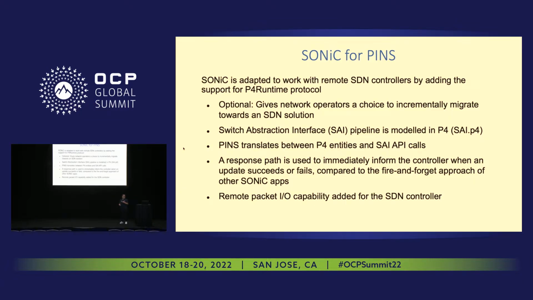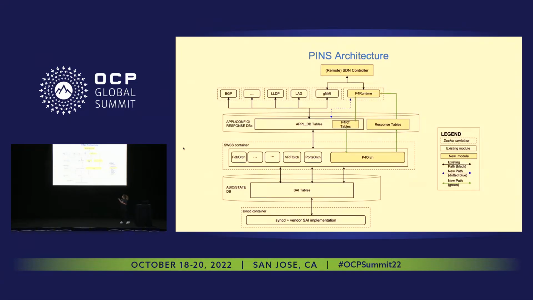It's optional, so operators can choose whether to use the traditional SONiC or PINS, meaning the SDN solution. So we modeled the SAI pipeline in P4, which we call SAI.P4. And here is the PINS architecture. We added a few components. More specifically, we added the P4 runtime container that talks to the SDN controller, and it translates the P4 entities to the P4 runtime tables at the AppDB. The orch agent translates between the P4 runtime tables and the associated SAI tables in ASICDB.